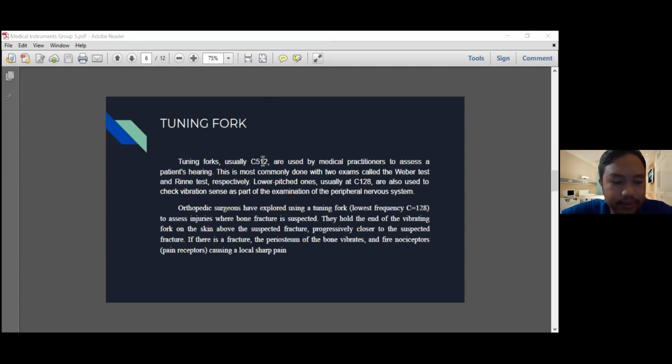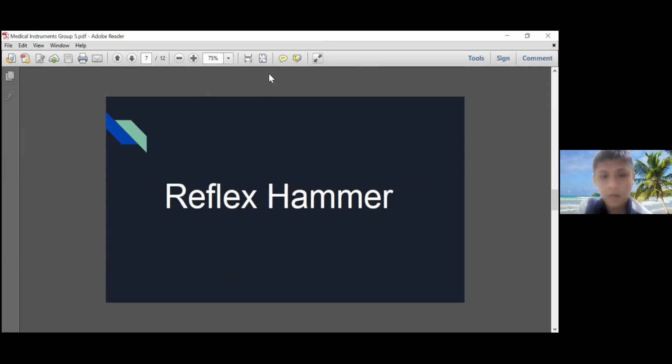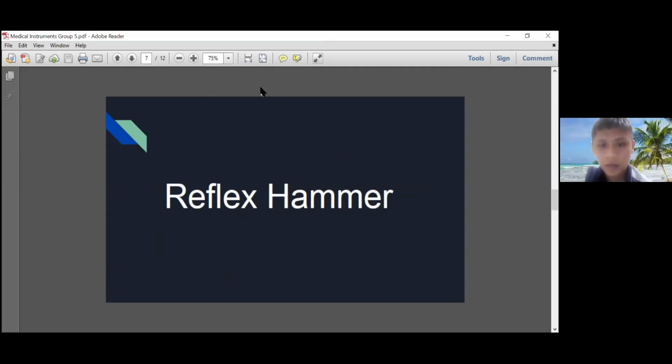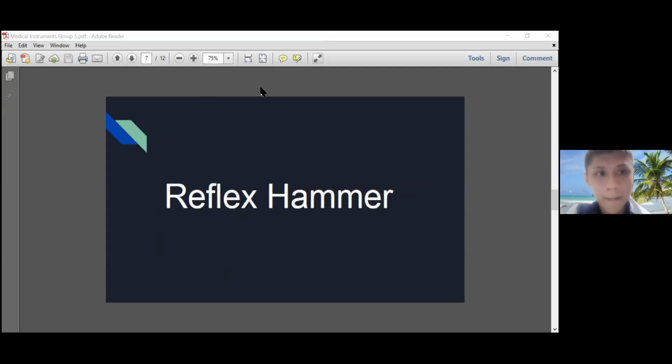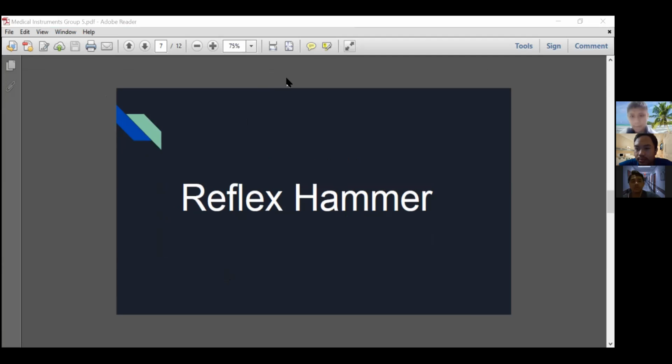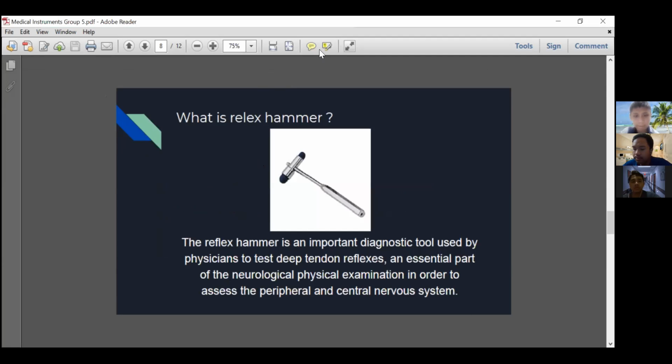Okay, thank you, Berlian Rahmat, for your explanation about the tuning fork. It's very interesting material. So we continue to the next part, which is about the reflex hammer. Reza Dwi Arashi, it's your time, please. Okay, reflex hammer. Next. What is a reflex hammer?